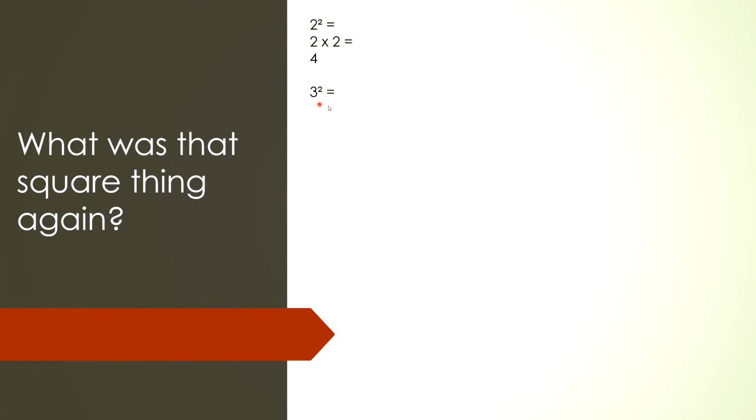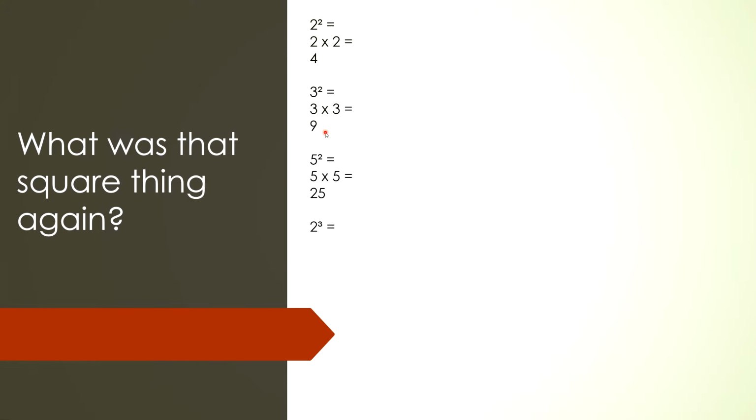3 to the power of 2, or 3 squared, means 3. How many times do you multiply it by itself? 2 times. So we get 3 times 3, and not 3 times 2. 3 times 3 equals 9, and that's the answer to this one. 5 to the power of 2, or 5 squared, not 5 times 2, but 5 times 5, equals 25.